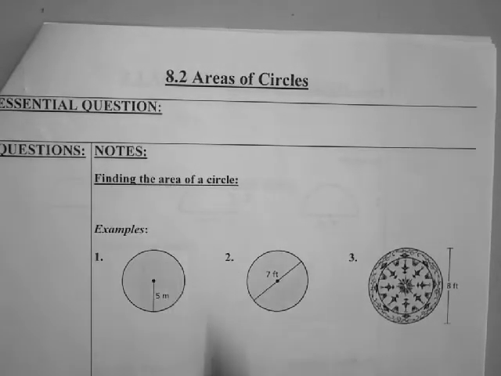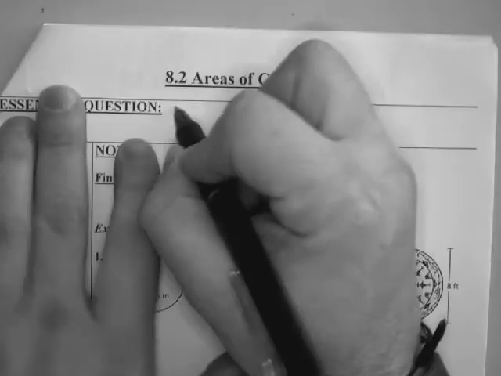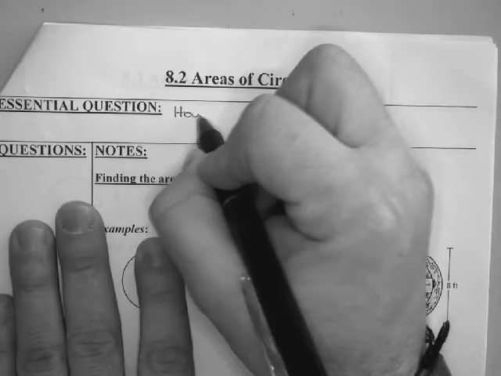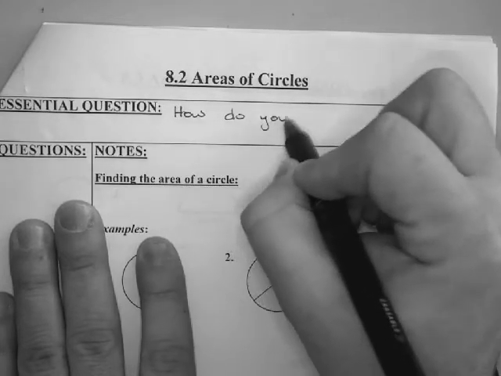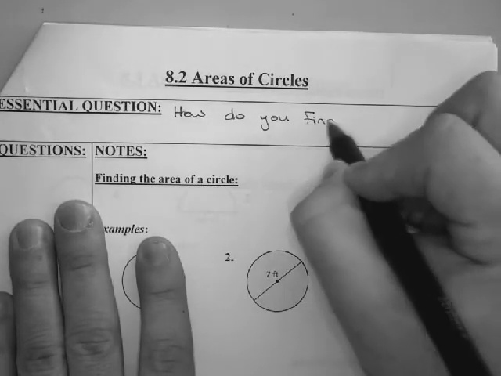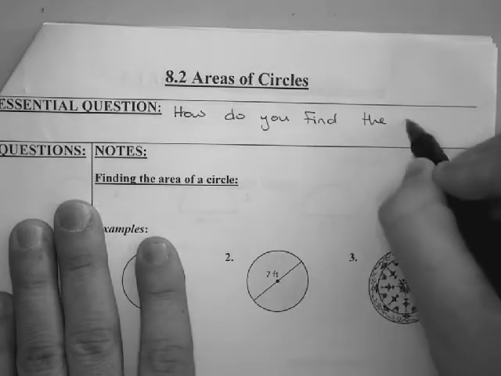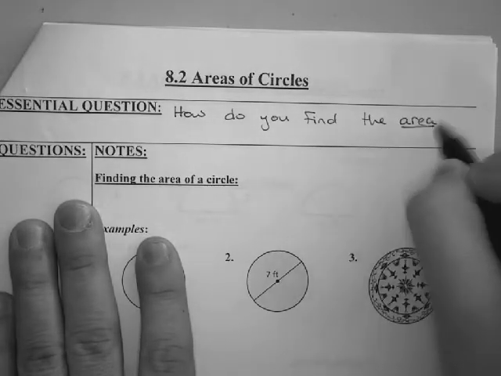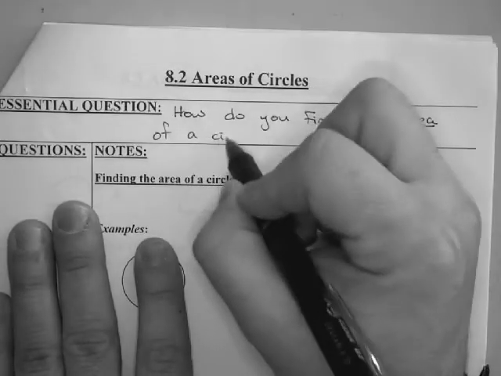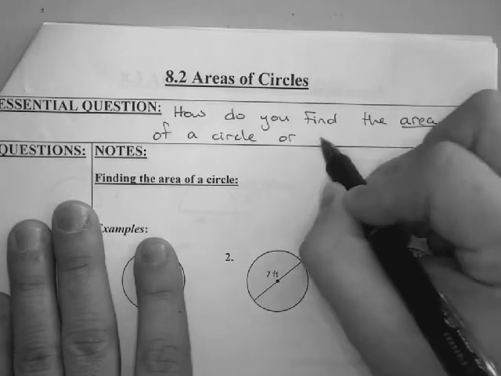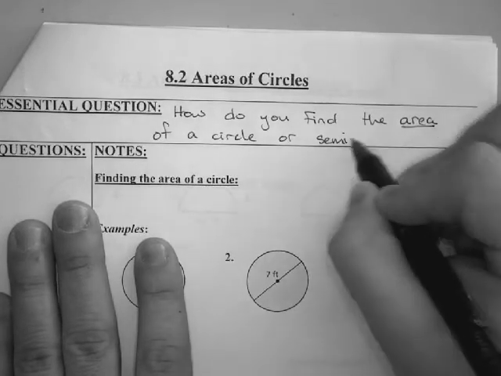Our essential question is, how do you find the area of a circle or semicircle?